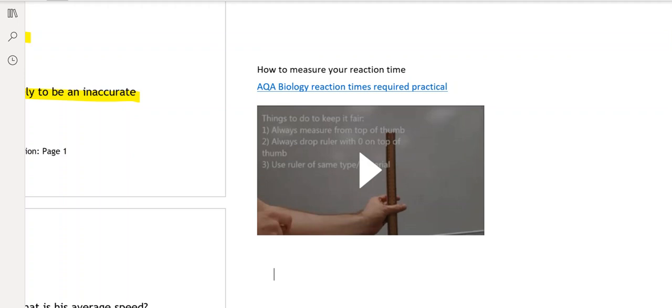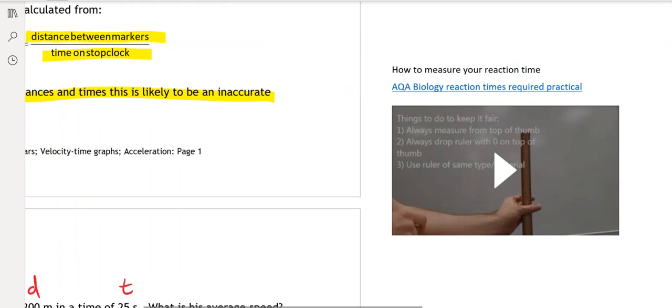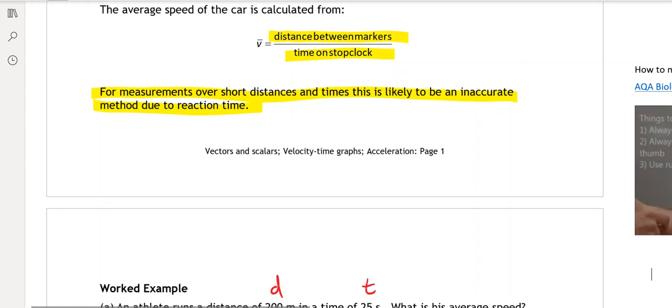If you're interested, you can click play on this video. The video is also in your Firefly blog, and let us know and we can work out who is the quickest in the class.